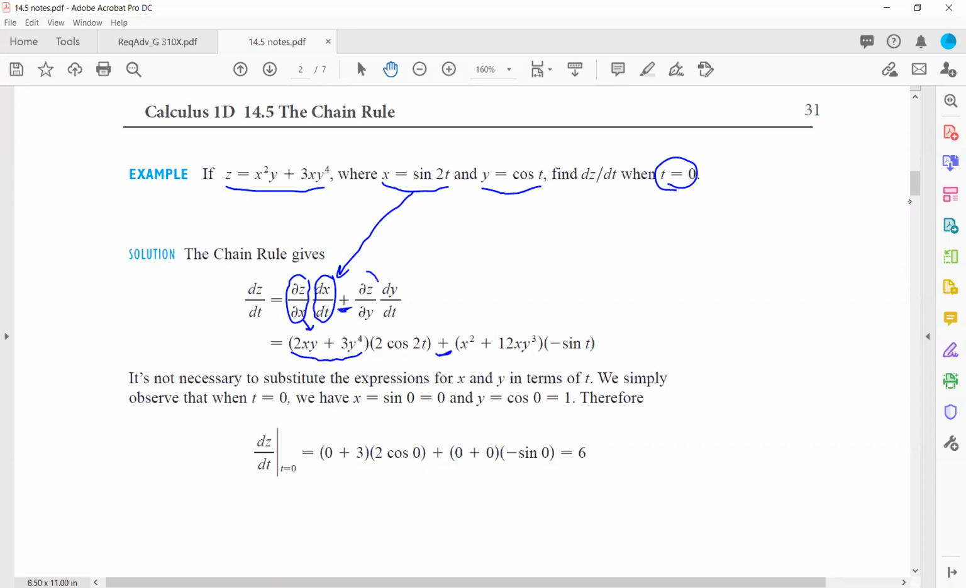the partial derivative of z with respect to y. We have to take the derivative of z with respect to y. It means that we assume x as a constant. The derivative of x squared y with respect to y is x squared plus the derivative of 3xy to the 4th with respect to y is 12xy to the 3rd.